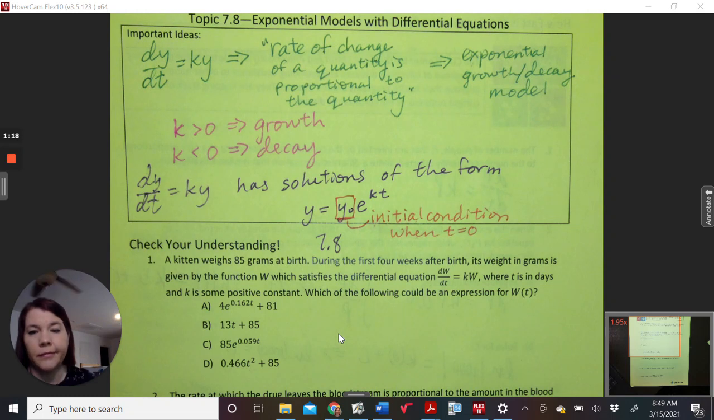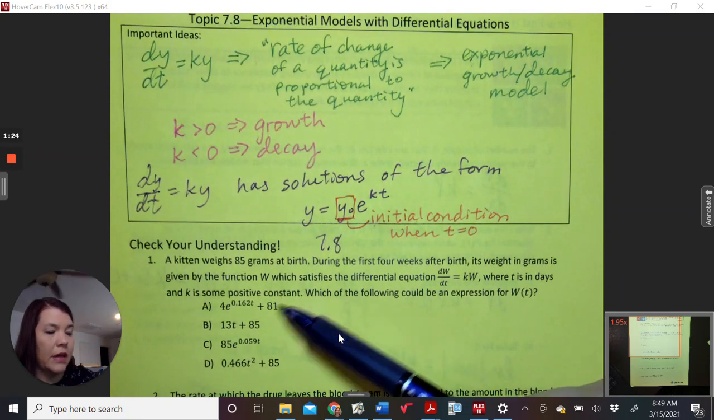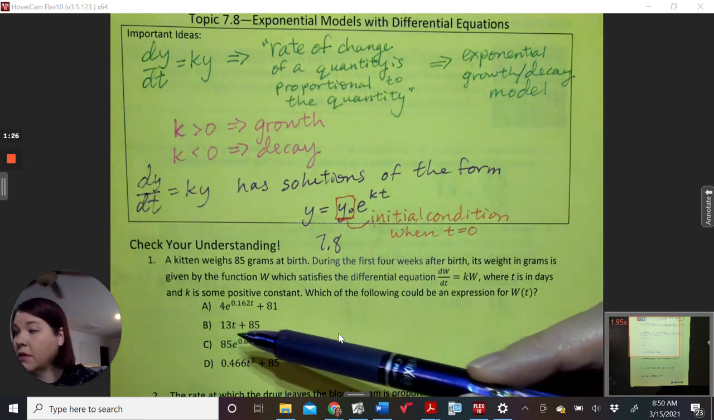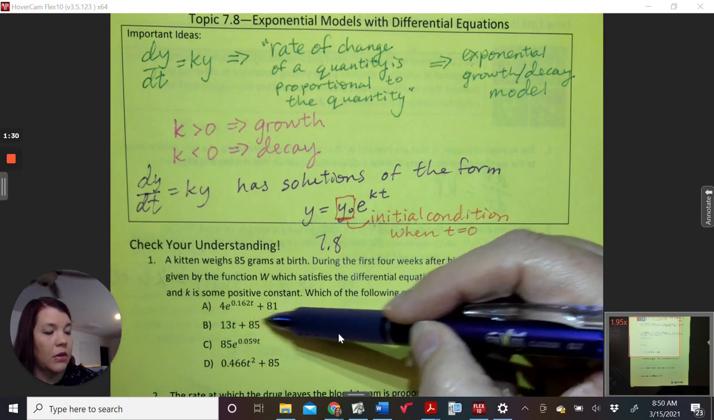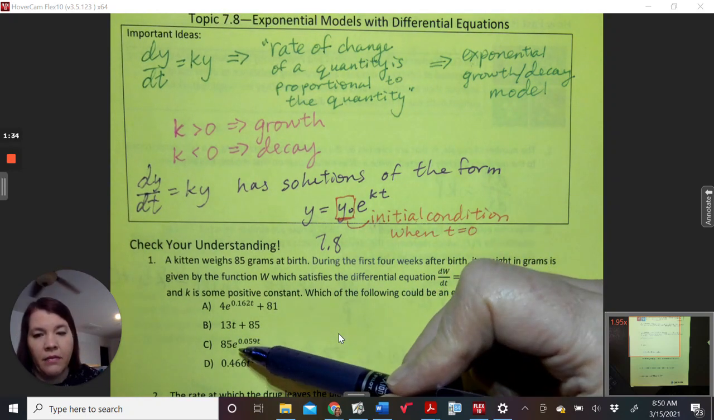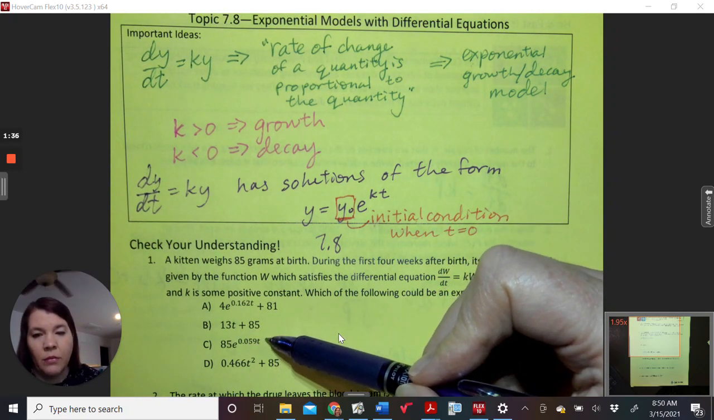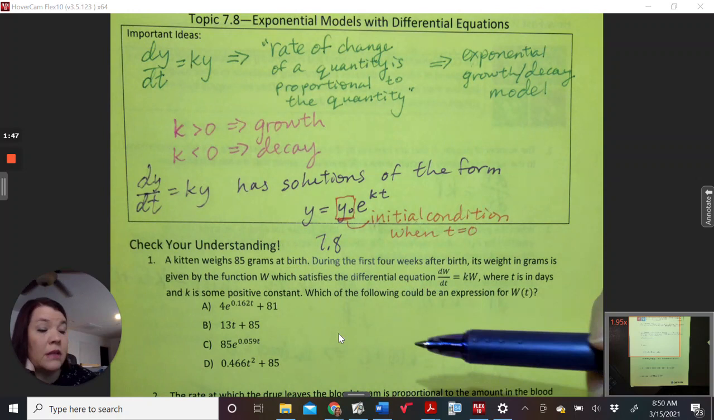Take a look. A: 4e to the 0.126t plus 81. B: 13t plus 85. C: 85 e to the 0.059t. And last, D: 0.446t squared plus 85. Okay, so which one of these is in the right format is really all we're asking here. So take a minute, make a decision.